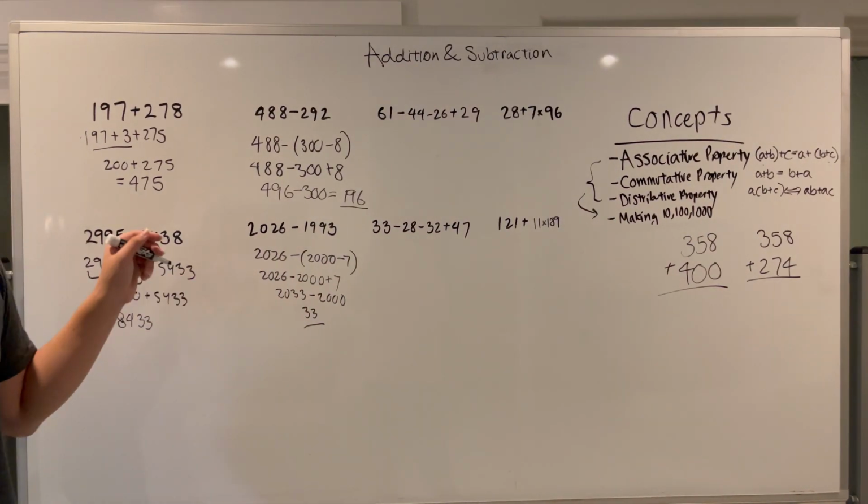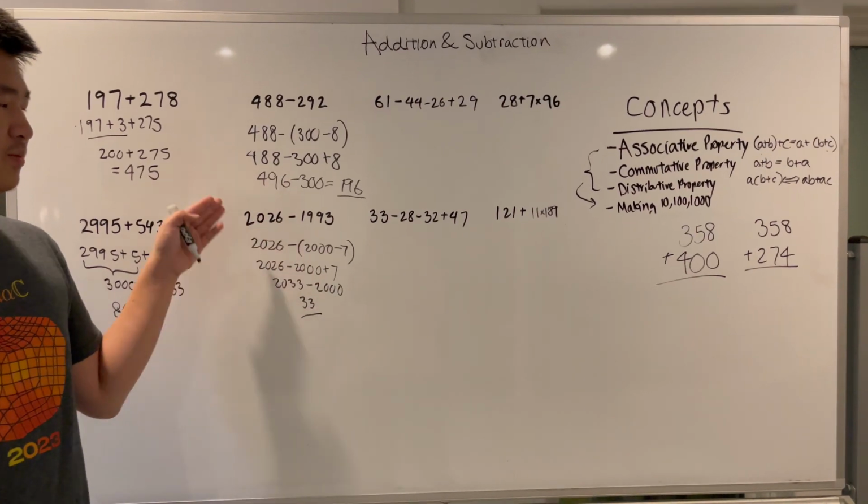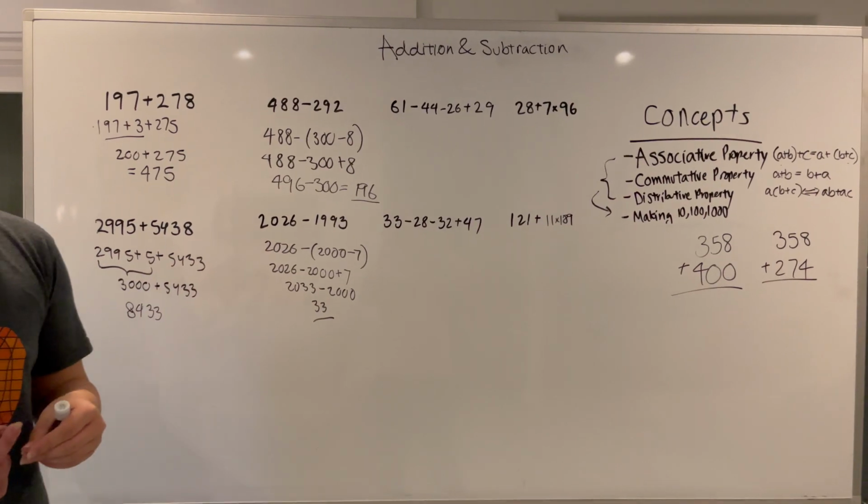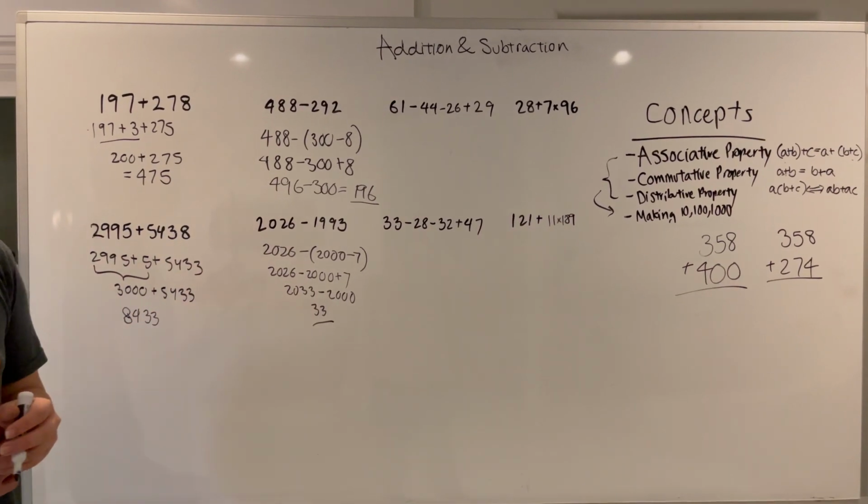And again, you can think of it as subtracting 2,000 and then just adding 7 to compensate for your over subtraction, if you'd like to do it that way.